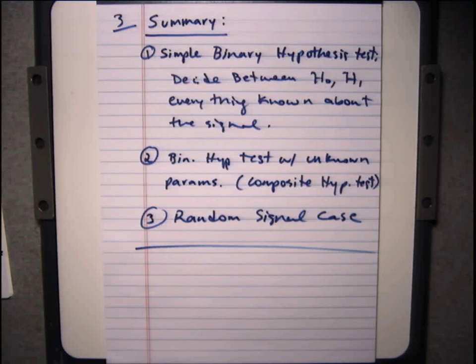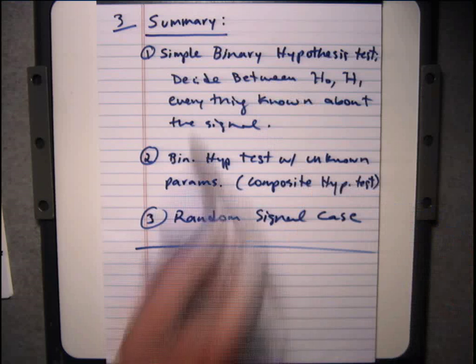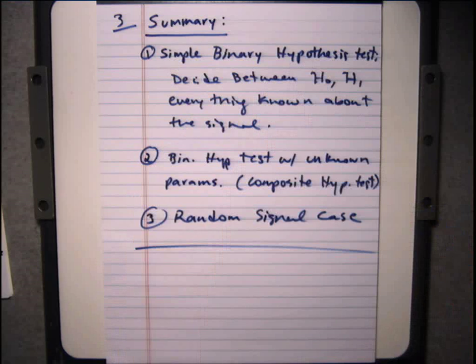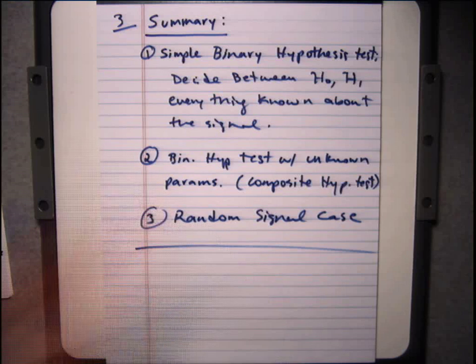Now, each one of these can be generalized in many different ways. For instance, here we talked about a simple binary hypothesis test. In other words, you only had two hypotheses. What if you have three? What if you have n? What if you have some large number of hypotheses? It's just a generalization of the things that you will learn in this class. So we'll talk about those towards the end of the class.